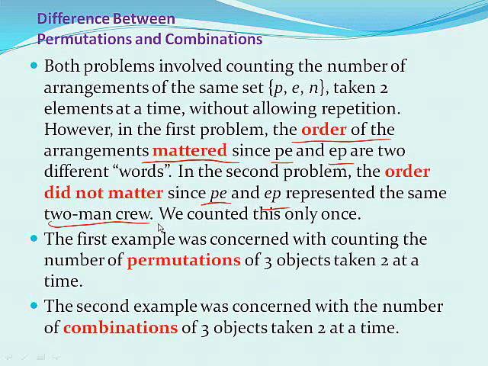The first example was concerned with counting the number of permutations of 3 objects taken 2 at a time. So permutations are where the order matters. The second example was concerned with the number of combinations of 3 objects taken 2 at a time. In combinations, the order doesn't matter.